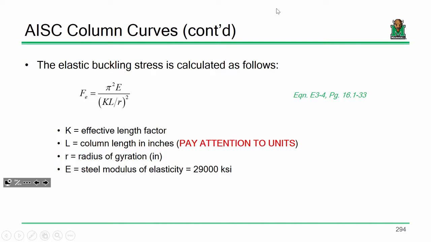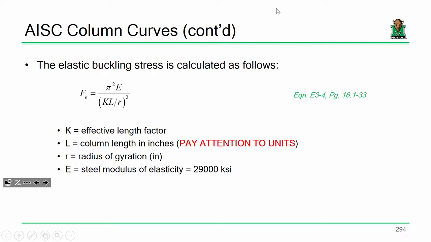One point I'll mention, though, is make sure you're being consistent on your units. We mentioned this earlier when we talked about tension members. If you have a 15-foot long column and you divide it by R that's in inches, your slenderness isn't going to come out right. So make sure that your units are all consistent.